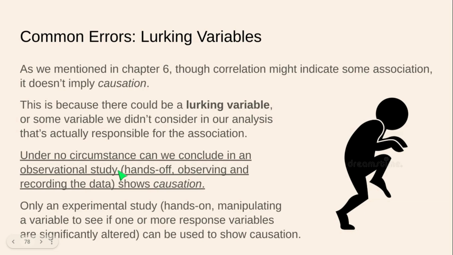However, when we do an observational study, we need to keep in mind we cannot show causation because we cannot prove that a lurking variable is not causing the association. So unless we're performing an experiment, if we're simply observing data and analyzing it, we cannot show causation because a variable could be lurking in our midst that we have no idea about.